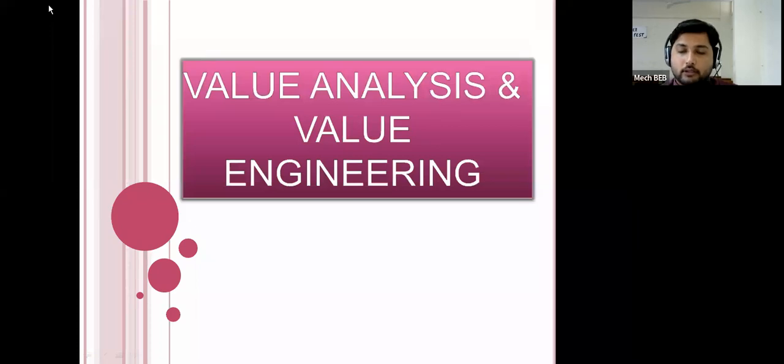Okay, and for the unit test, only 5 chapters are there. So chapter number 3, 4, 5, 6, and chapter number 8. So this value analysis and value engineering chapter will not be there for the unit test. Okay, so 5 chapters for unit test number 2. Okay, and here I declare that the syllabus related to production operation management is completed.